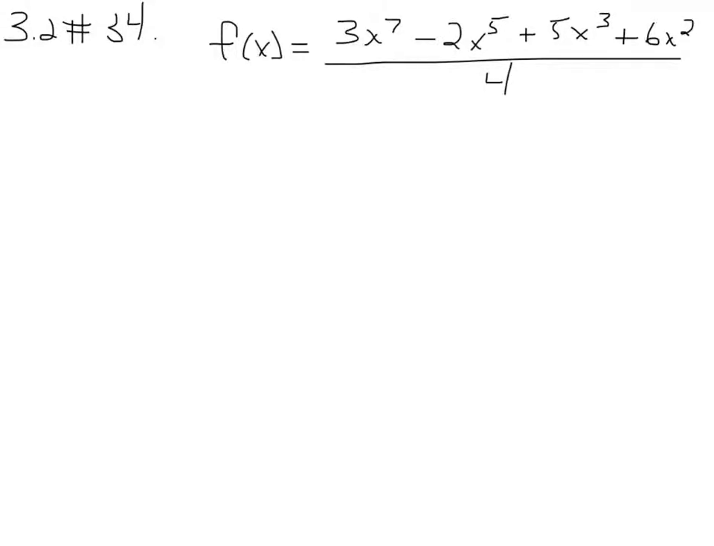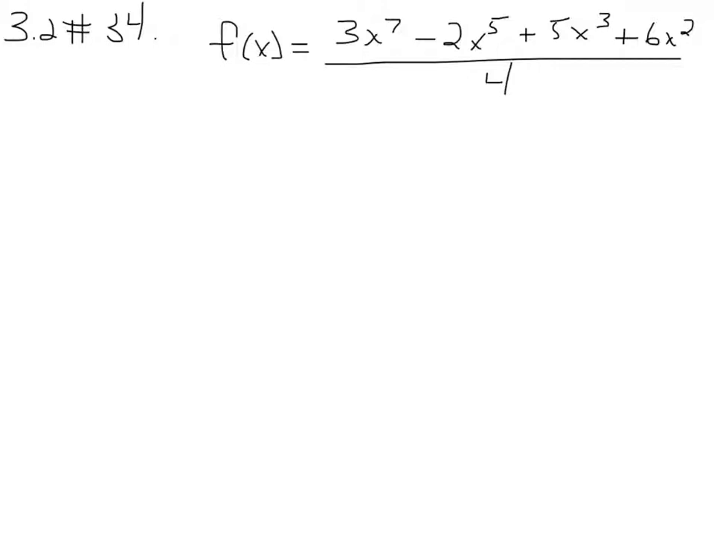Section 3.2, number 34. We're given this function, which is a polynomial over a single number, so this 4 divides every one of our terms. And we're asked to determine what the behavior at the right and left ends are. Now, the right and left behavior has to do with behavior of polynomials. This really isn't written like a polynomial, but we certainly can write it like a polynomial.